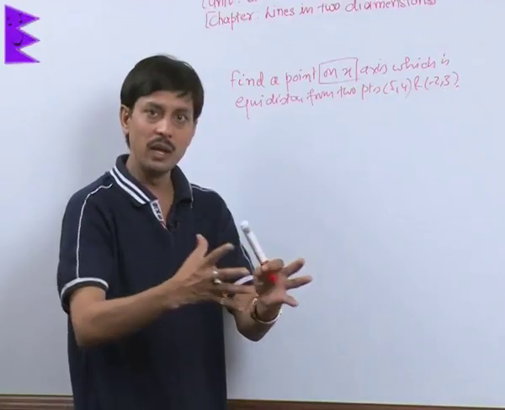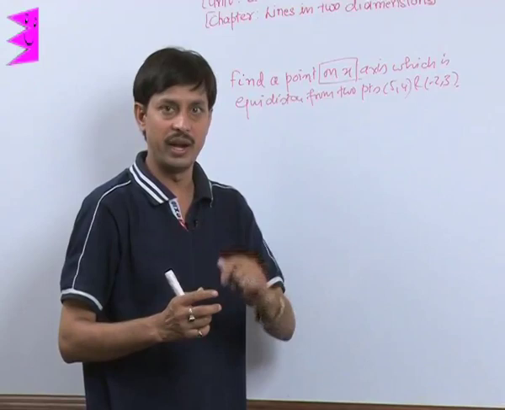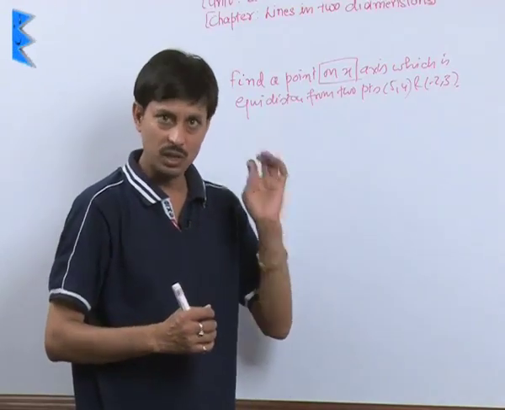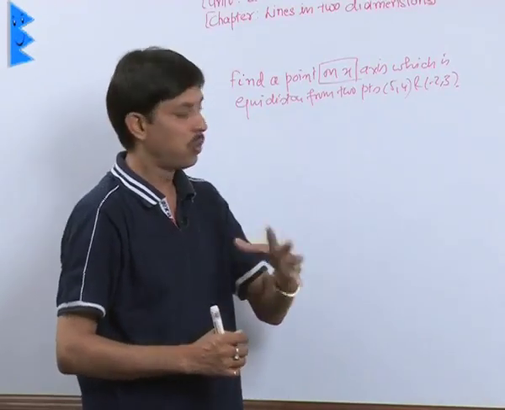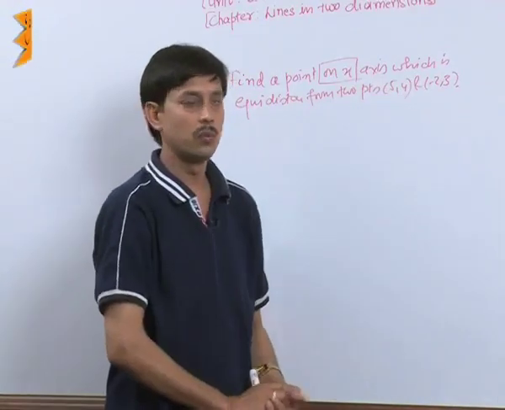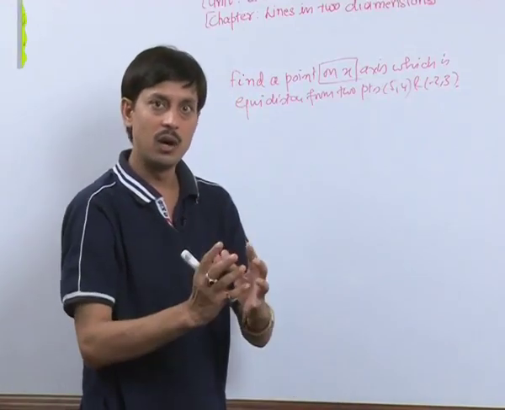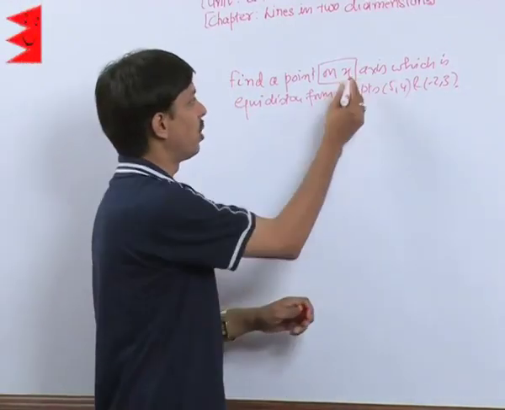Ultimately, first quadrant is positive, positive; second quadrant is negative, positive; third quadrant is negative, negative; fourth quadrant is positive, negative. This point lies in the first quadrant. This point lies in the second quadrant. Now we want to select a point on the x-axis.